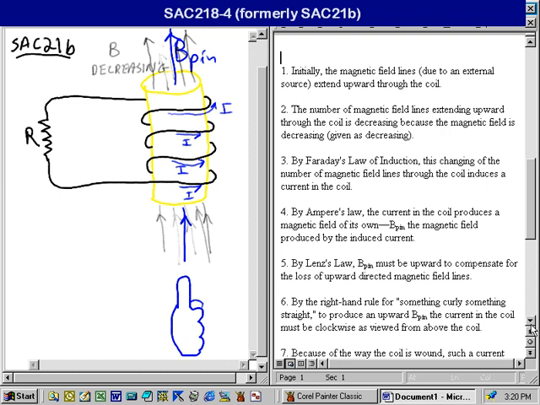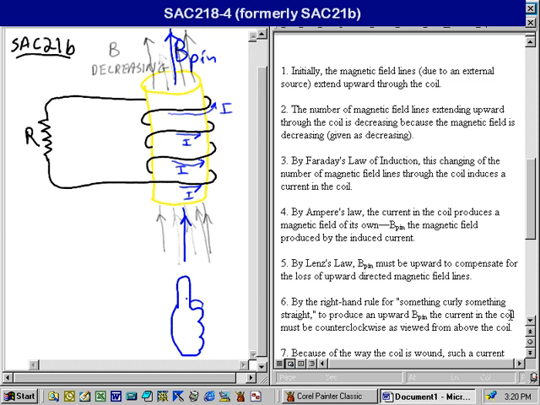So by the right-hand rule, for something curly, fingers are curly, as is the current. Something straight, the thumb is straight, as is the magnetic field produced by that current. The current in the coil must be clockwise as viewed from above the coil, and that should be counterclockwise, the way I see it. So let's go ahead and switch that. Counterclockwise as viewed from above the coil.